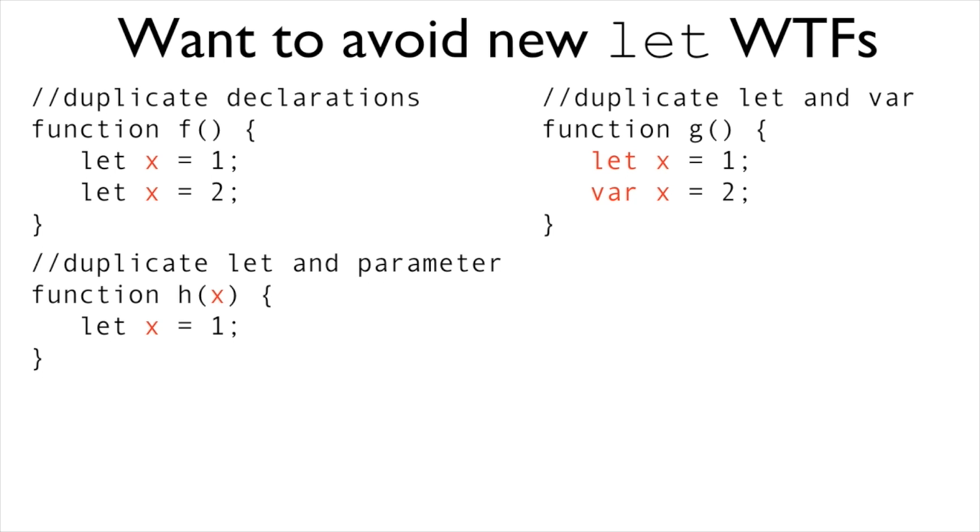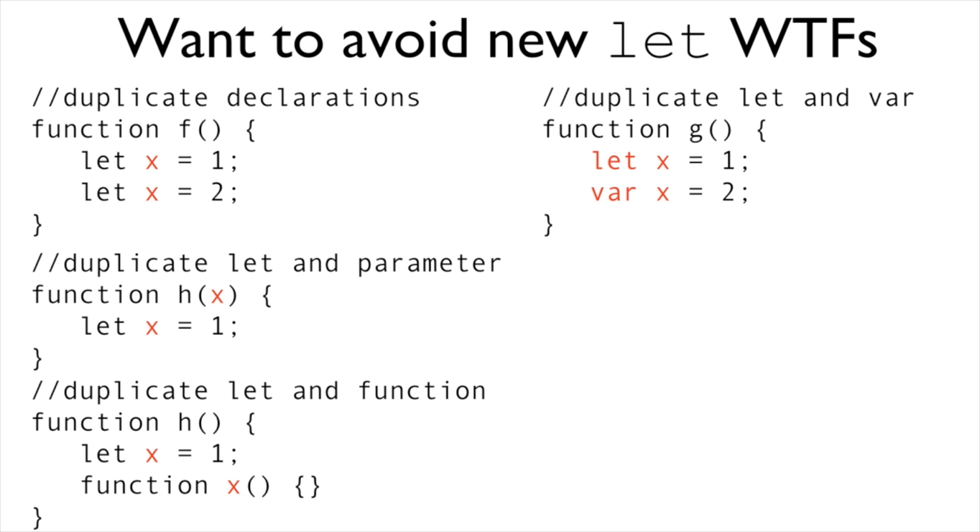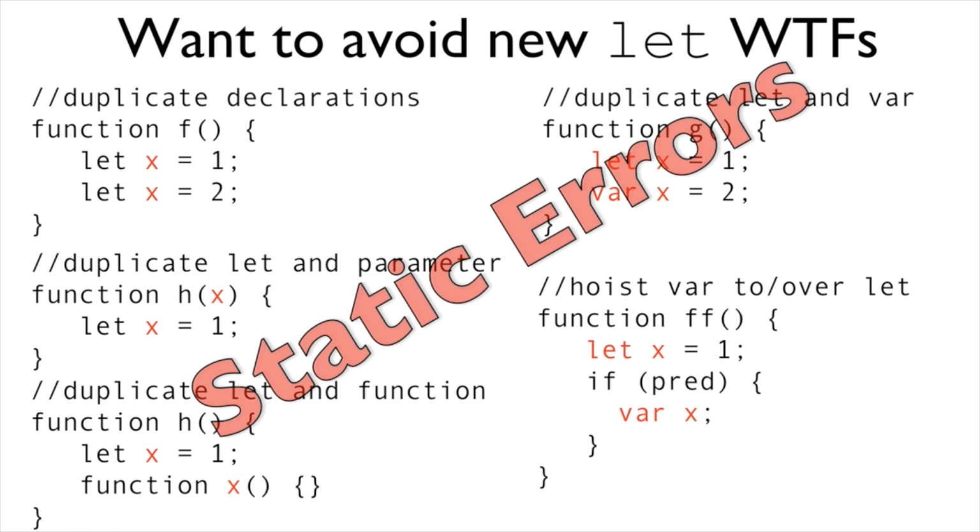What happens if you have a let X, but there's also a parameter named X? What happens if you have a let and a function? Basically, there are all these different issues that come up. So the resolution we came to was, okay, these are new things. We don't want to duplicate these errors. We made them static errors. A static error is an error that occurs at parse time. It's essentially the equivalent of what happens when you have a syntax error.